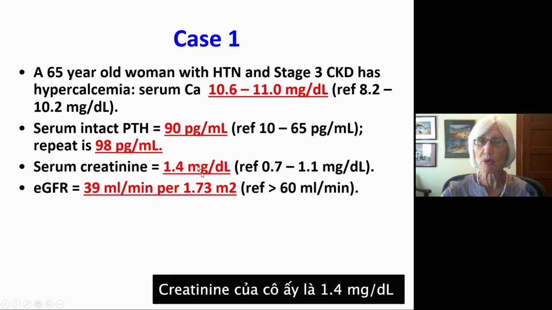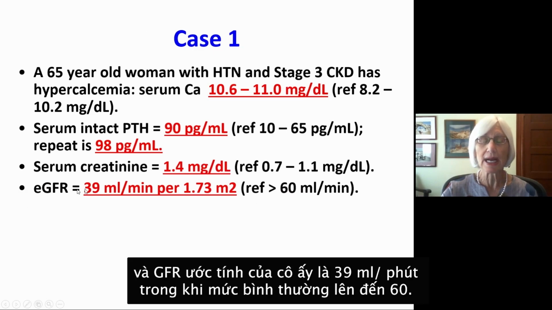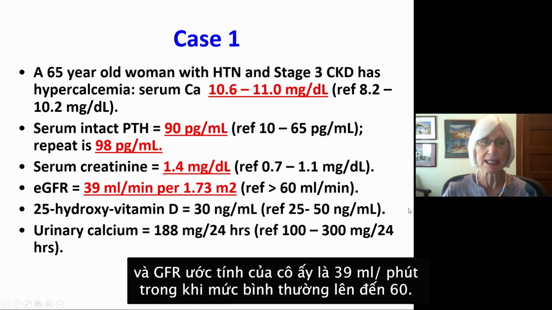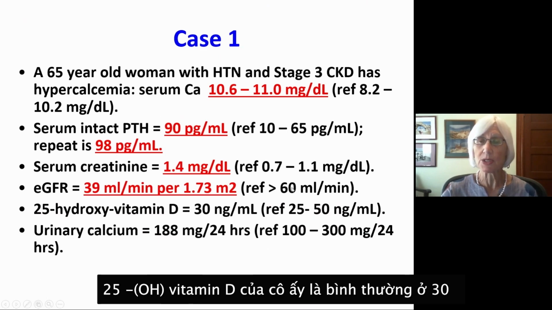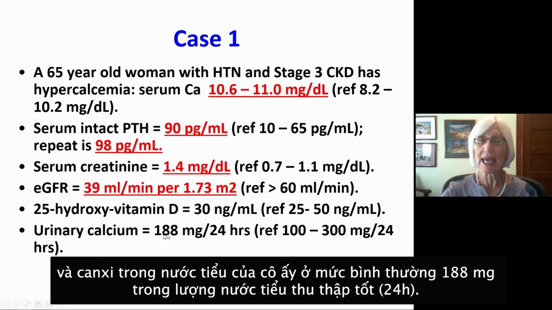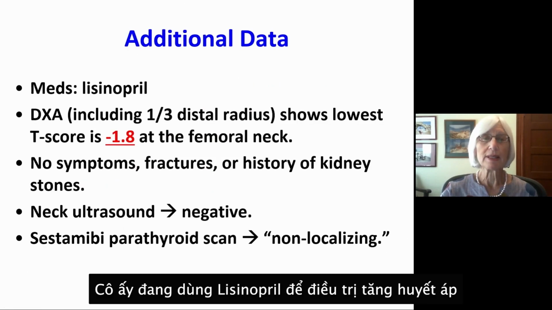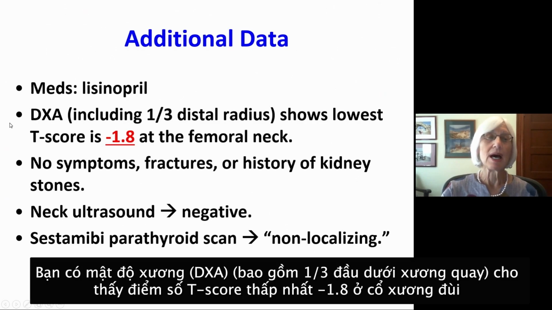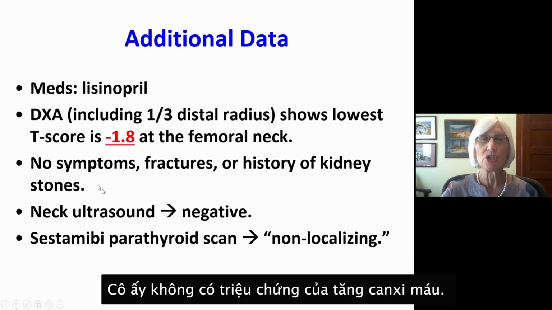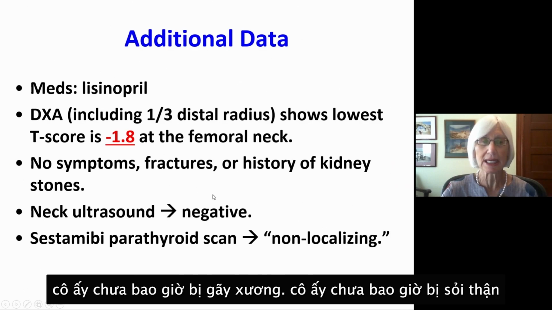Her creatinine is 1.4 milligrams per deciliter, and her estimated GFR is 39 mL per minute, where normal is up to 60. Her 25-hydroxy-D is normal at 30, and her urinary calcium excretion is in the normal range at 188 milligrams in a good collection of urine. She's on lisinopril for her hypertension. You get a DEXA, including the 1/3 distal radius, which shows her lowest T-score is -1.8 at the femoral neck. She denies any symptoms of hypercalcemia. She's never had a fracture. She's never had a kidney stone.